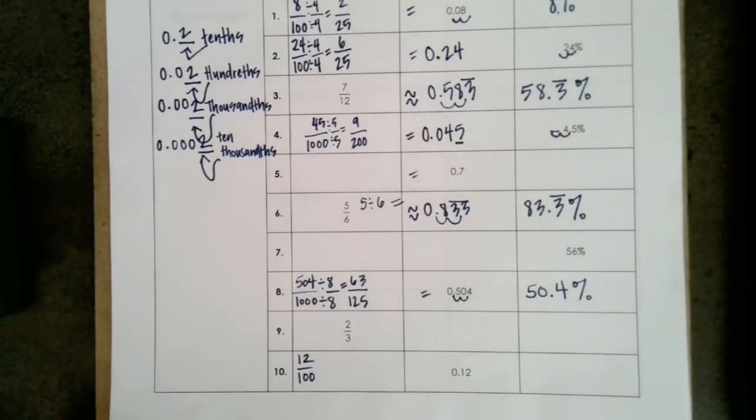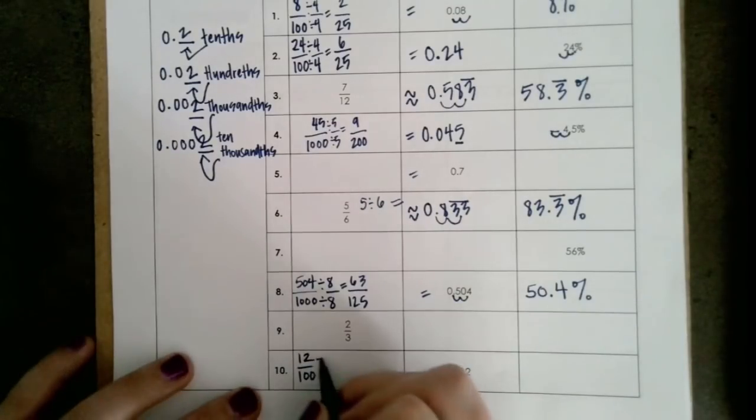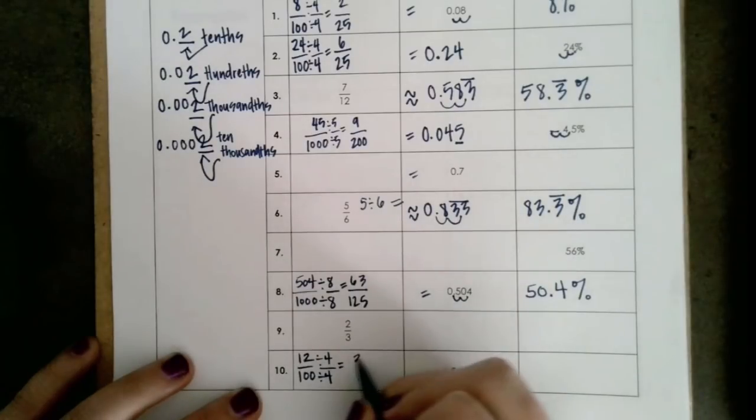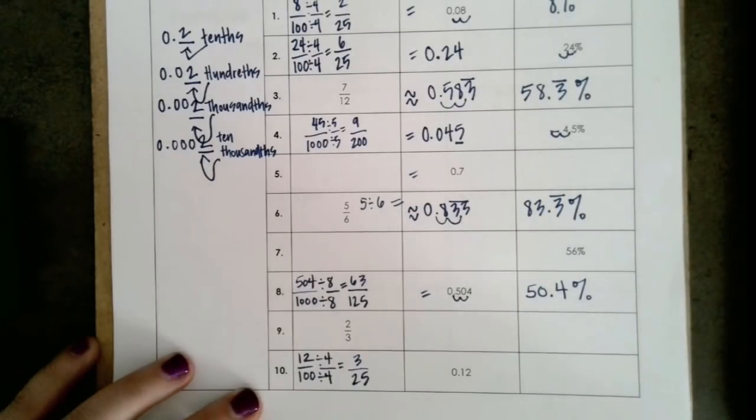Now if I reduce 12 over 100, my greatest common factor is 4. So if I divide both the numerator and the denominator by 4, I'll get 3 over 25. And that can't be reduced any further, so we're going to leave it like that.